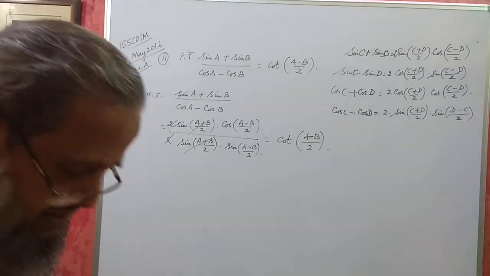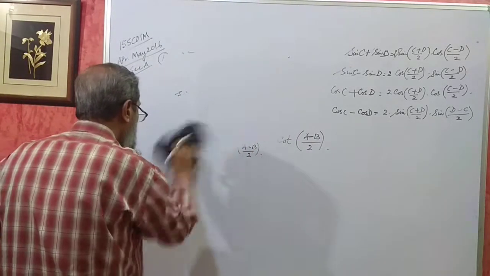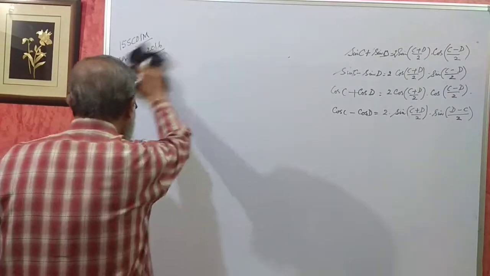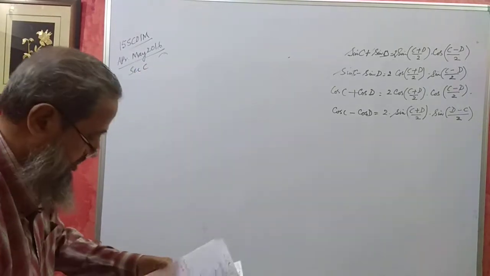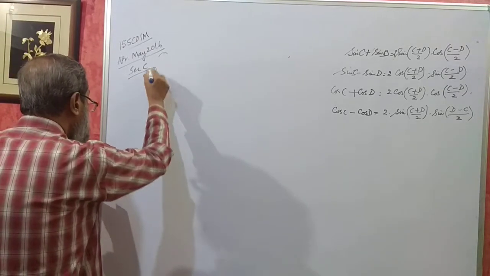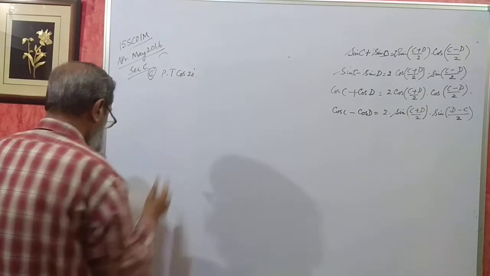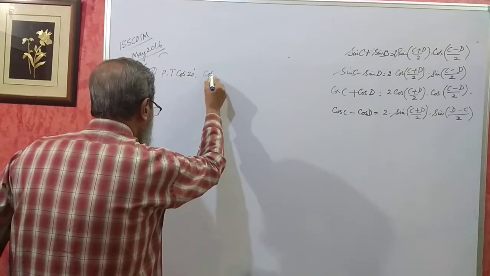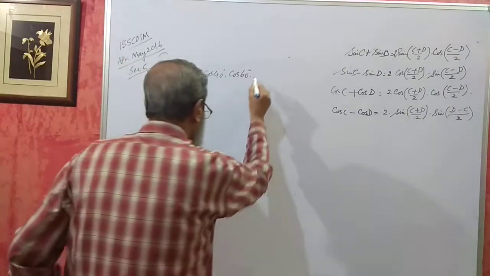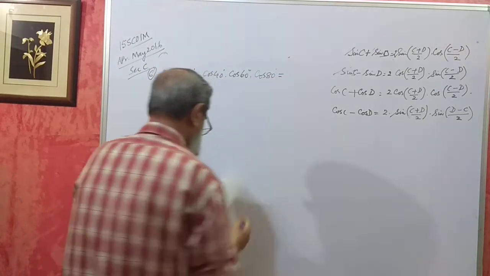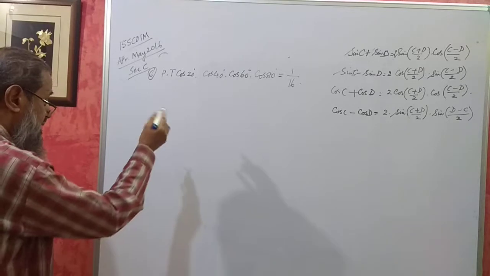Next, in the same paper, section C. This is for 6 marks. Problem number 6. Prove that cos 20 degree into cos 40 degree into cos 60 degree into cos 80 degree is equal to 1 by 16. 6 marks.